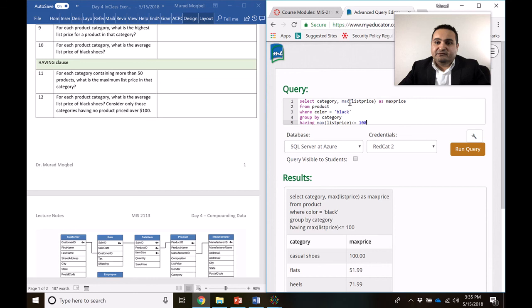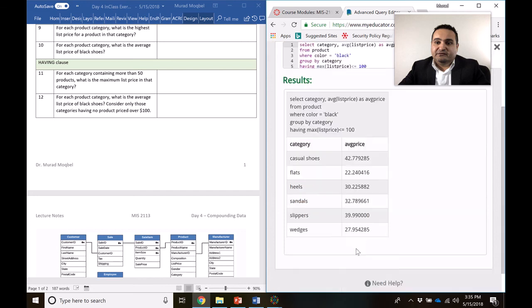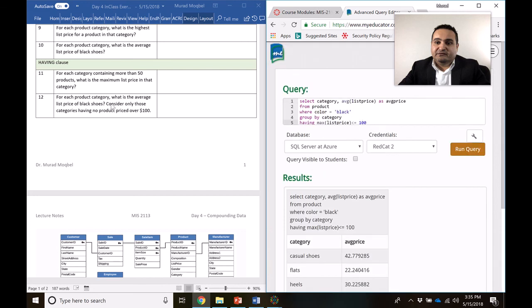Actually they are asking me here for the average, so I'll change that to average, and then average, but you get the idea here. Alright, so this is the answer for our last question.